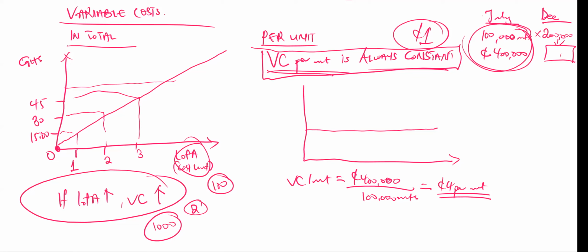So since it is constant, if I want to get the total variable cost for December, what does it become? A variable cost per unit times the number of units. It means 4 cedis by the 200,000 will give us the cost for December, which means December should be 800,000 Ghana cedis. Do you get it?